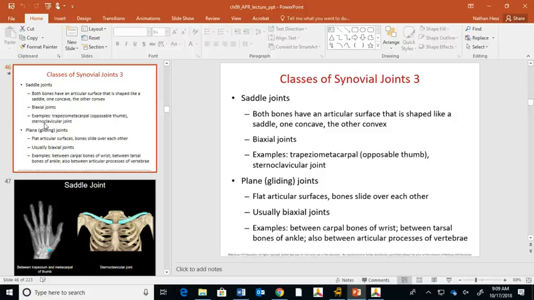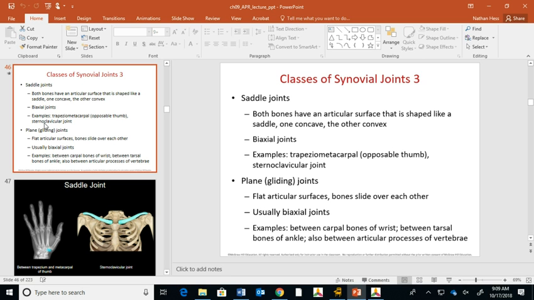Those are usually biaxial, though they can be monoaxial. Mostly biaxial. Some examples: between the carpal bones of the wrist, because remember, you've got 8 different bones here in your wrist. They have little motions you can make between them. They're basically flat together, and they will allow some motion in two planes. Between the tarsal bones of your ankle, so calcaneus and talus and the cuneiforms and the cuboid, these can move a little bit between them.